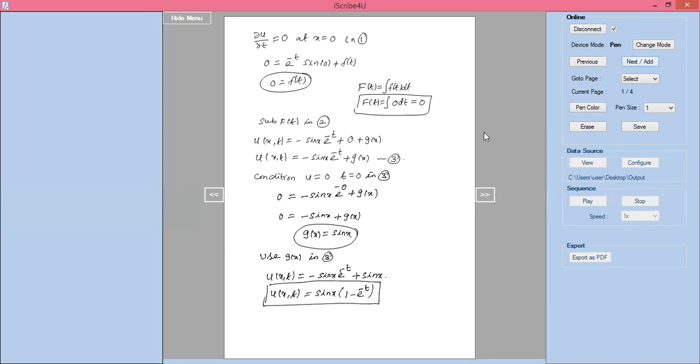In this way, similarly, we can simplify any kind of problem. I'll solve one more problem in this.